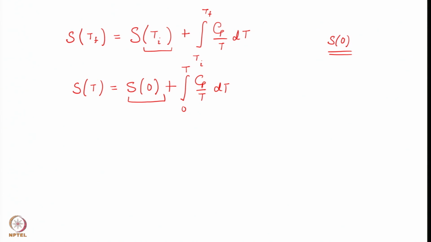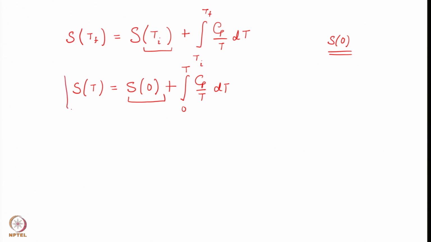This is something which you have studied in classical thermodynamics. Calorimeters are required to measure heat capacities, and once we know the temperature dependent heat capacity, we can easily get the value of the entropy at any temperature T.